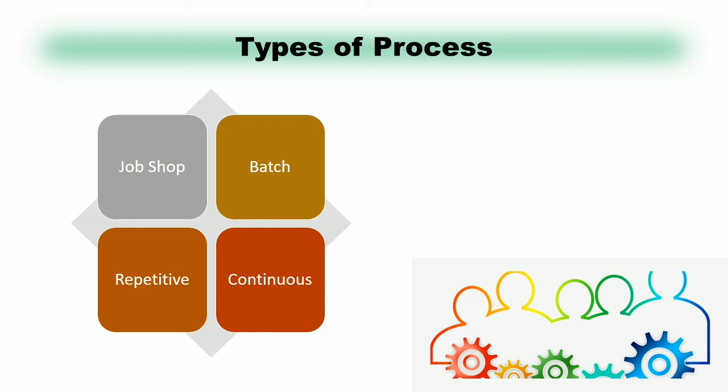Repetitive. It is used for high volume requirements and often standardized products and services. Continuous. It is used for very high volume and highly standardized products and services. These are the different types of process the company should consider when implementing capacity plan. These processes are also useful for the company to improve their capacity to implement system design and development.